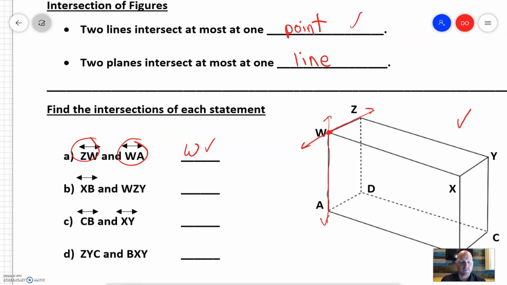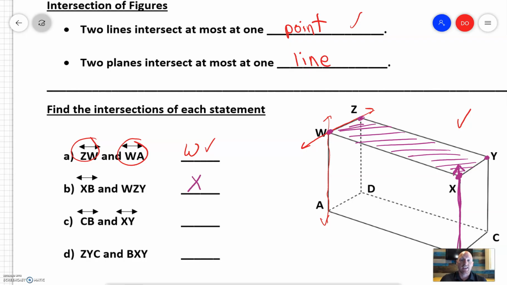So we have line XB, which looks like it's located right here, and we have plane WZY. So if we're looking at points W and Z and Y, that creates 3 points on this top flat surface. So envisioning a line traveling up and down, that's the line right here. Where would it go through the ceiling of your room? It would go through the ceiling of your room at this specific point right here, and that would be point X, would be the intersection.